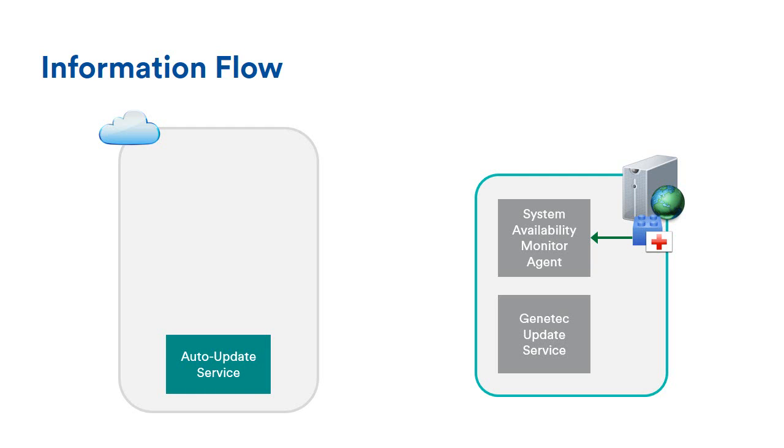The first is the Auto Update service, which transfers upgrade packages to the Genetec Update service on the server and are applied to the System Availability Monitor agent. The Genetec Update service checks with the Auto Update service to see if a new version is available 5 minutes after a restart and every 6 to 12 hours afterwards. Updates to the System Availability Monitor agent are received as part of the regular Security Center packages received by the Update service.